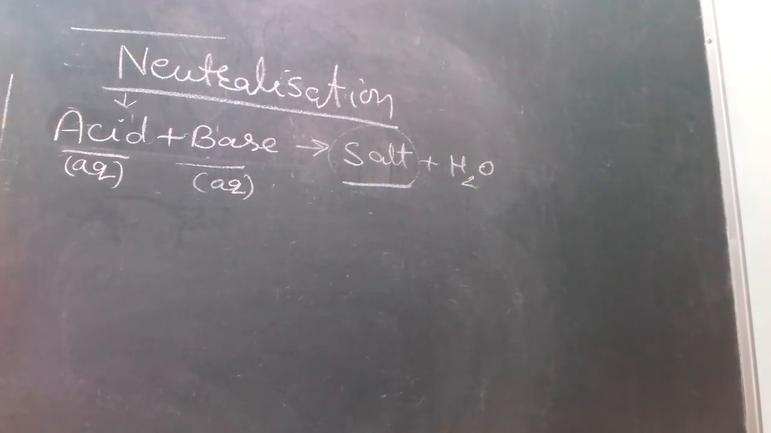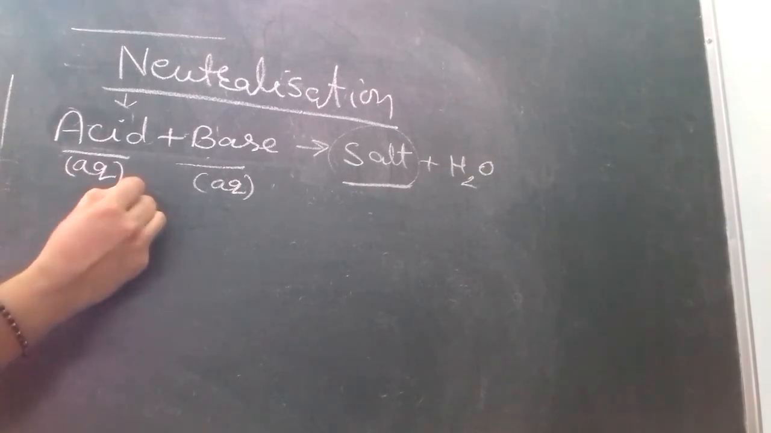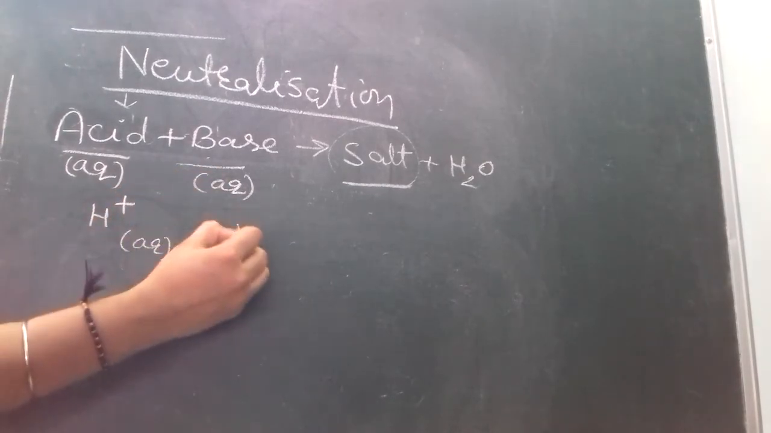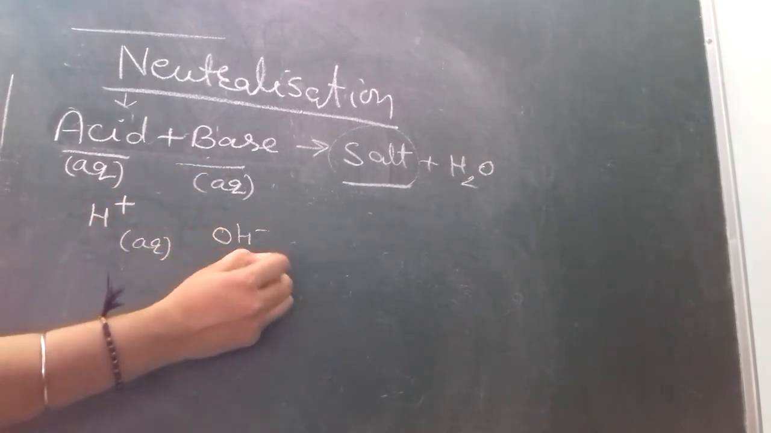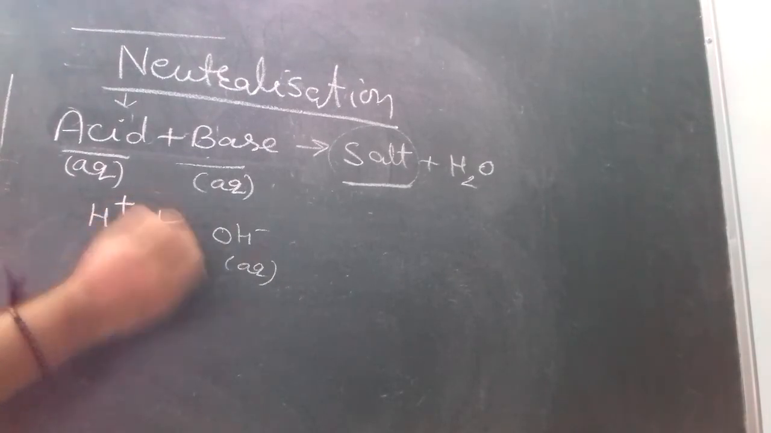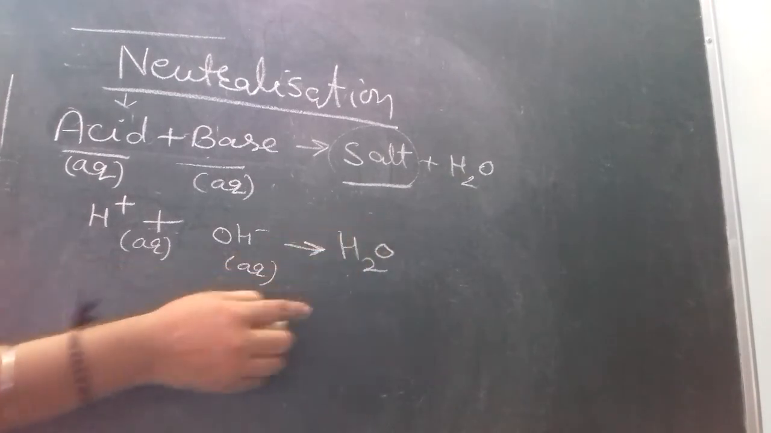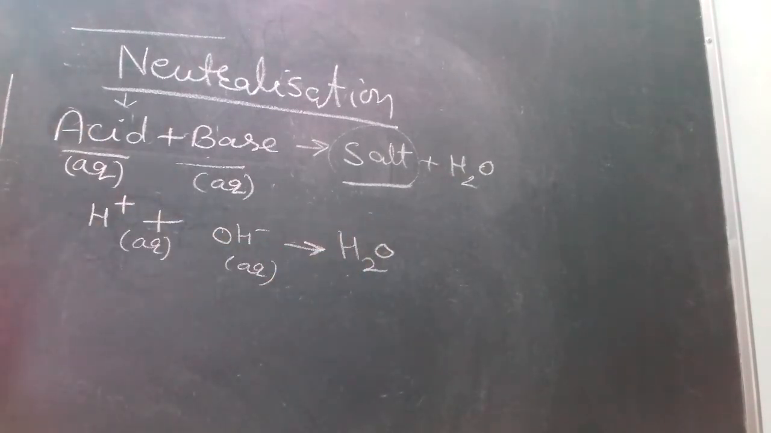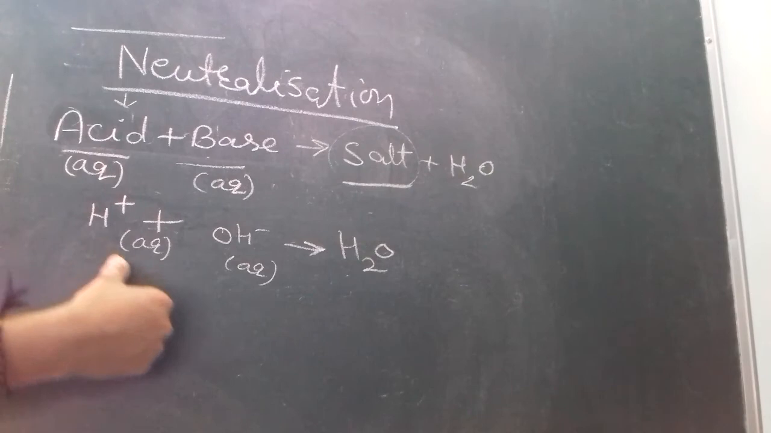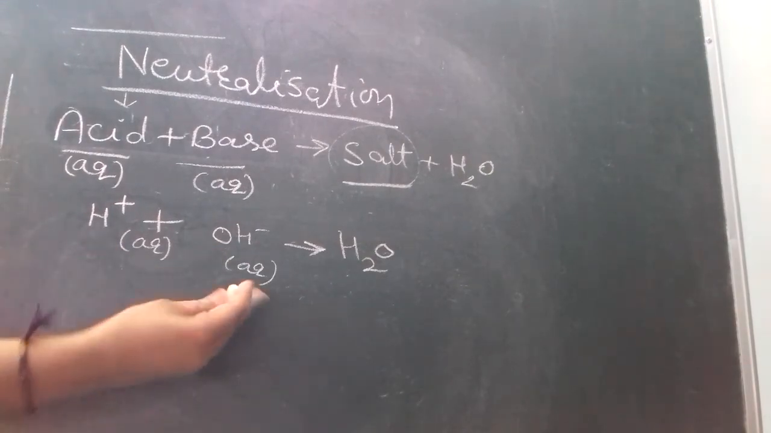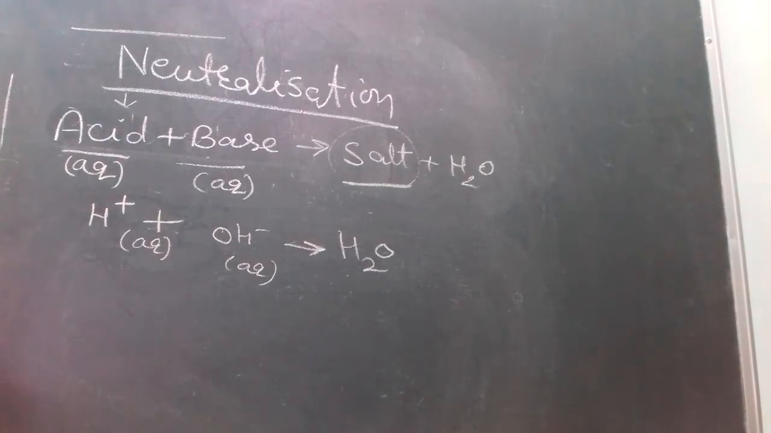Okay. Now the question is, why is this reaction known as neutralization? Because acid releases H plus ion in aqueous state and base releases hydroxide ion in aqueous state. Both ions H and OH combine and make H2O, that is water. So this reaction is known as neutralization reaction. This hydrogen ion neutralizes hydroxide and hydroxide neutralizes hydrogen ion. That's why this reaction is known as neutralization reaction.